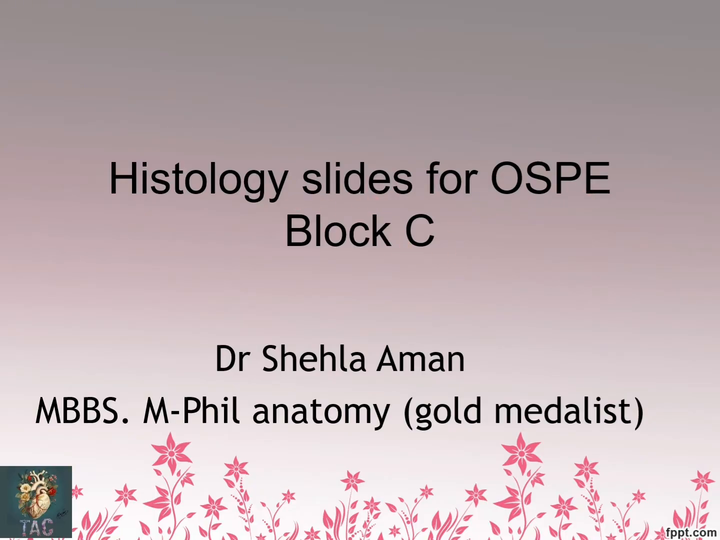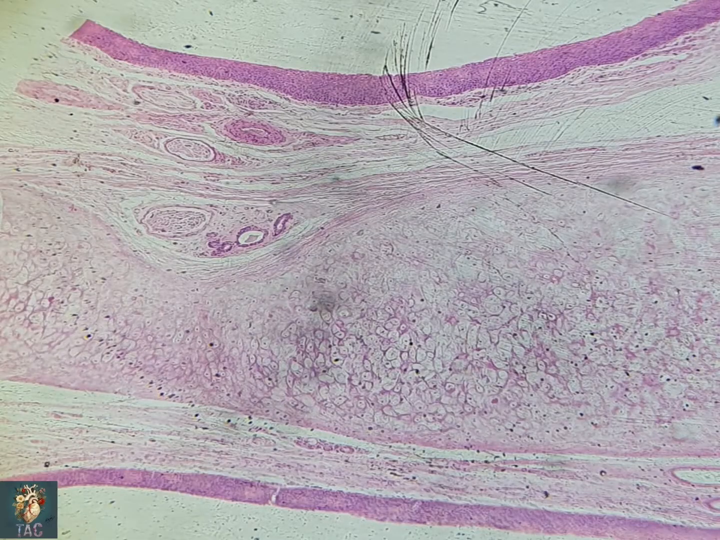In today's class, we are going to discuss the histological slides for the preparation of the OSPE of Block C, that is the cardiovascular system and the respiratory system. So this is your first slide for today's class, and this is the slide of the epiglottis.